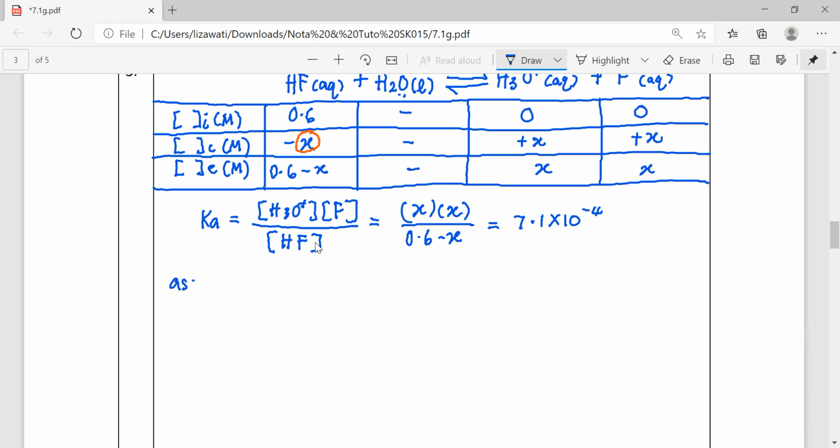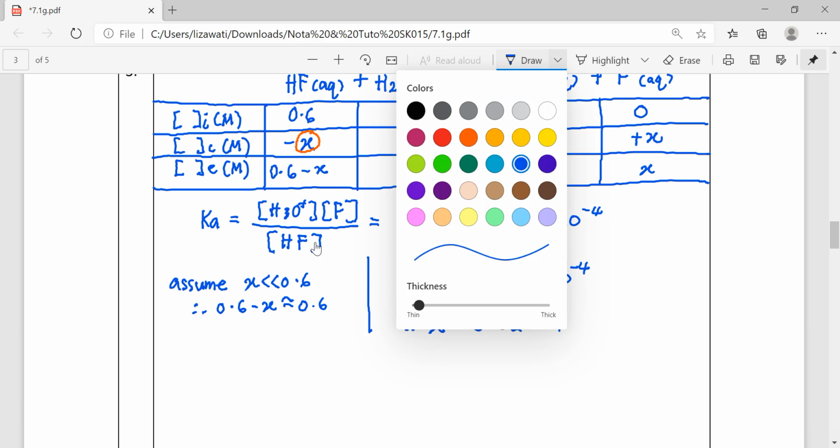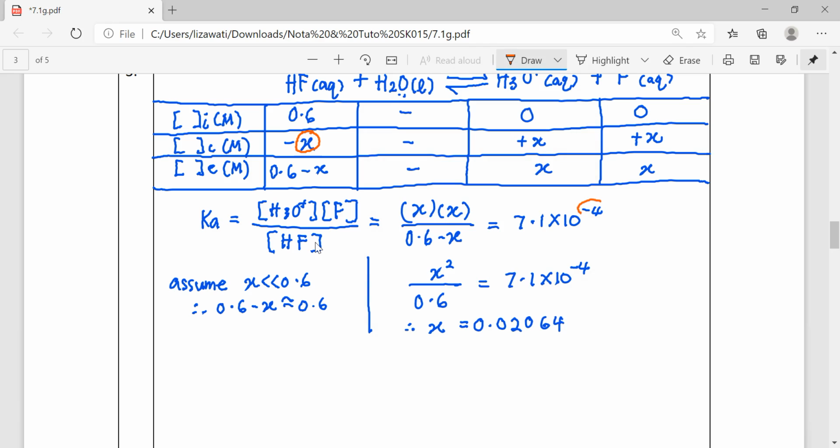Let's assume x is smaller than 0.6. Therefore, 0.6 minus x is approximately 0.6. Let's substitute here and find the value of x. Suppose you get the x value here as 0.0262064. Now we have found the value of x, so we want to know whether this approximation method can be applied, since the Ka value given to you is 10 to the power of negative 4.